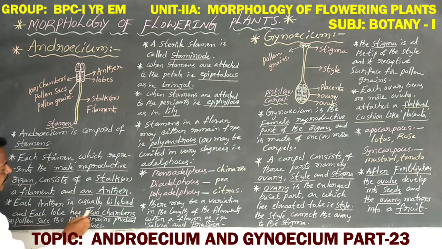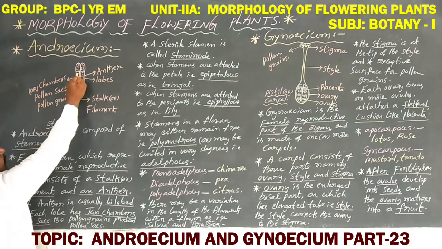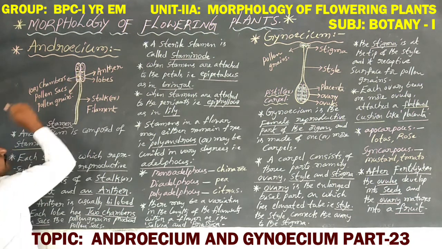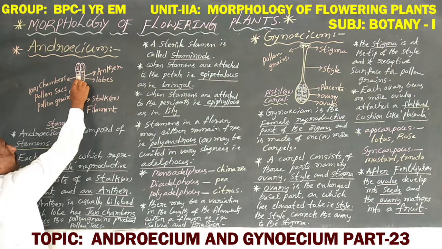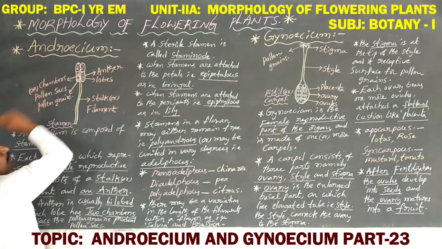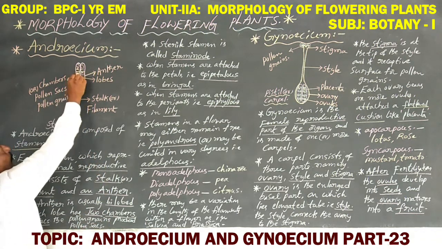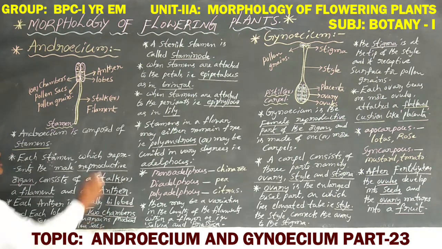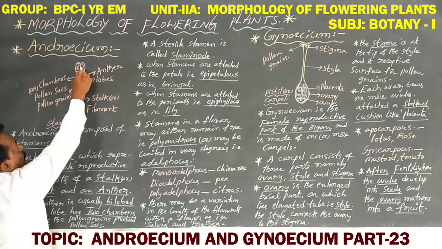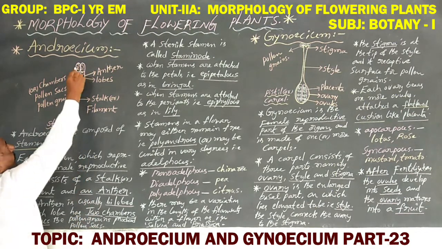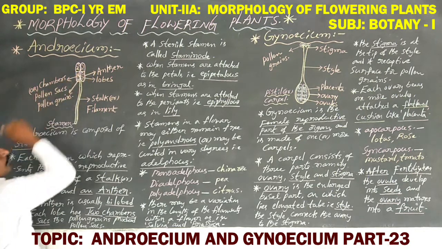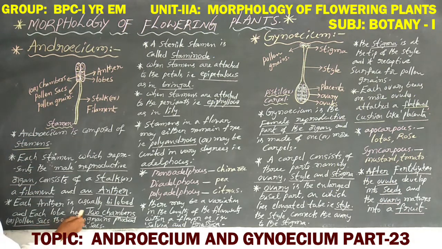Each lobe has two chambers. This is the first chamber and this is the second chamber. How many lobes are here? Two lobes, and each lobe has two chambers or two pollen sacs. So this lobe has two chambers and the other lobe has two chambers. Totally two lobes, but four chambers: 1, 2, 3, 4. Each lobe has two chambers or pollen sacs.